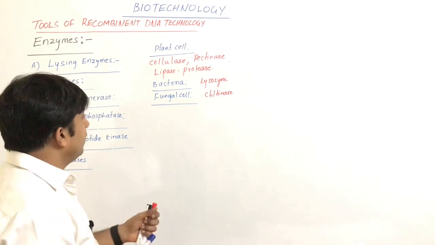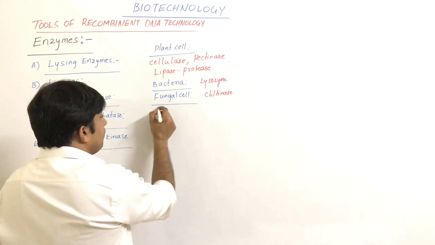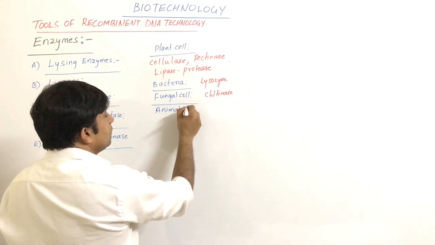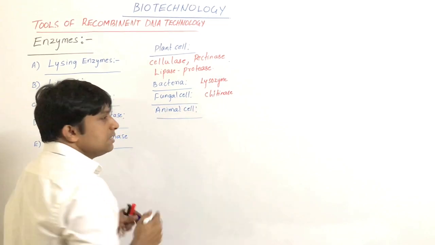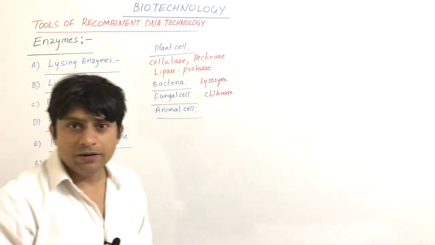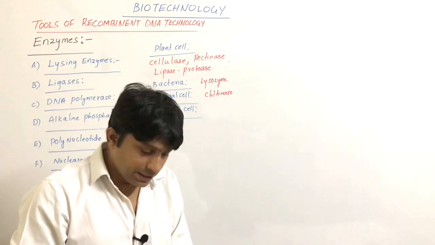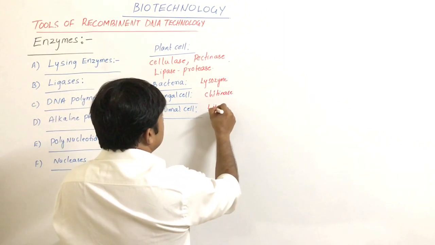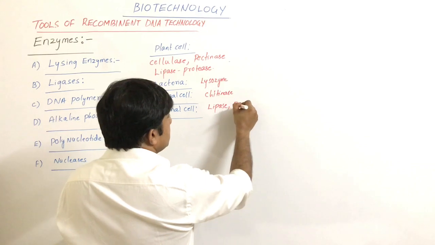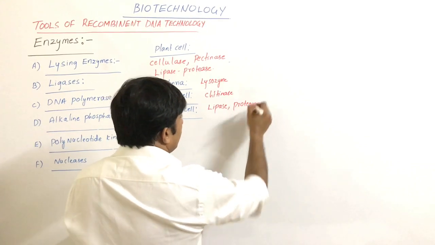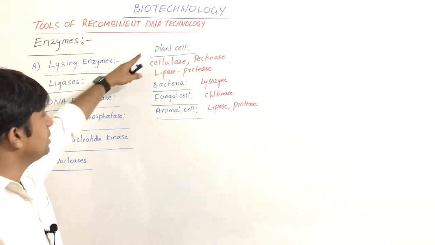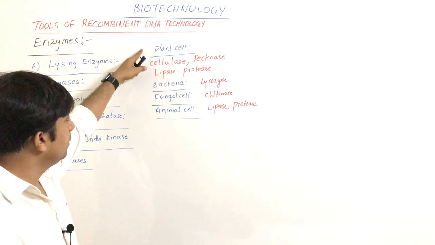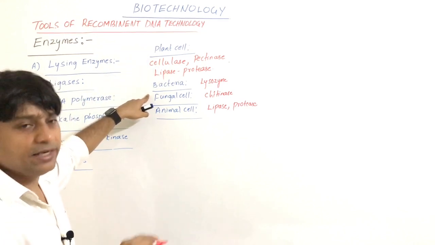If we have to reach the DNA in the case of an animal cell, in animal cells there is no cell wall, the cell membrane is a phospholipid layer. So for this we are using the enzymes lipase and protease. So these are various lysing enzymes which we are using in different organism cells to reach the DNA.